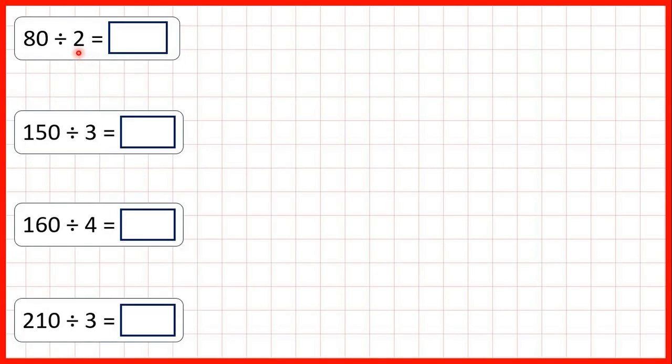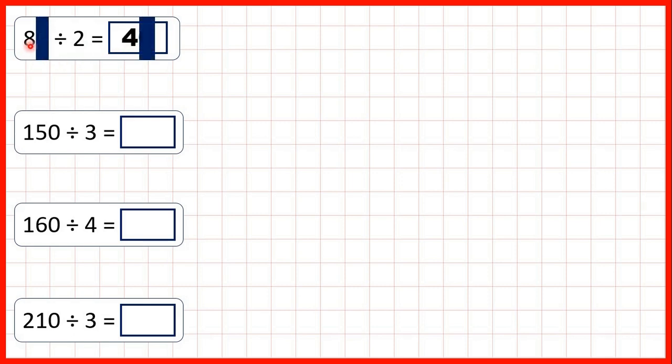For these questions, we need to divide a multiple of 10 by a single digit number. Remember, a multiple of 10 is a number in the 10 times table, so a number that ends in a 0. First, we have 80 divided by 2. Well, we know that 8 divided by 2 is 4, because 4 times 2 is 8. So our answer is 40.